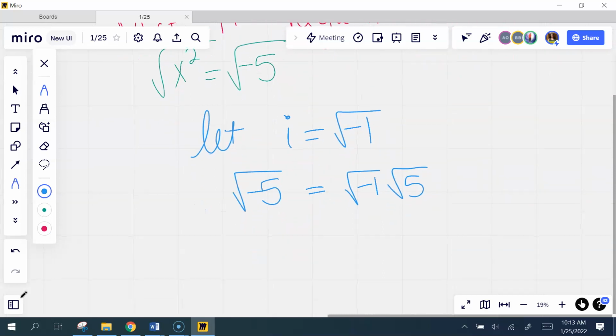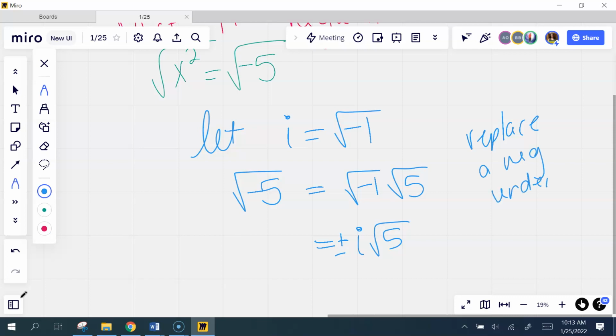And the square root of -1 is i. I still get the plus or minus in front. So pretty much I replace a negative under the radical with an i outside.